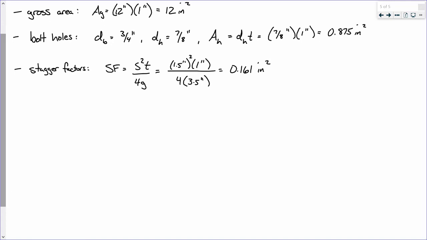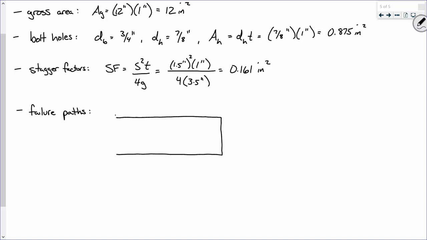Okay. Now, what I want to do is this. Let's see, I might be able to do this all on one slide. We'll see. I want to start to identify potential failure paths for this connection. So I'm going to redraw this connection, but I'm going to add some information to it. So let's see what we got. We got a member that goes something like this, and we are applying some load P. So it's a member that's being subjected to tension.